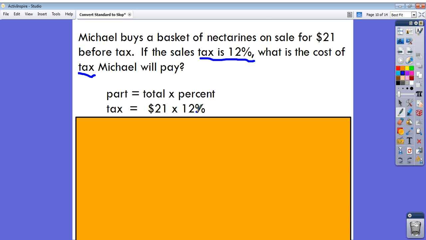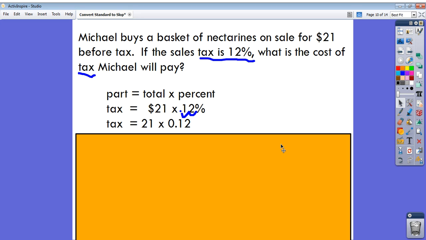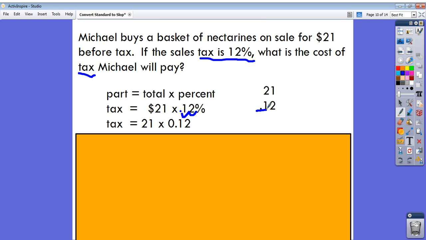So I'm going to grab the invisible decimal and move 2 times to the left and drop it off. So we can multiply 21 times 12 hundredths. Let's go ahead and do that over here. 21 times 0.12. You should remember when you multiply by decimals that you don't need to worry about lining up your decimals. Just line up your numbers on the right, and we'll worry about the decimal at the end.